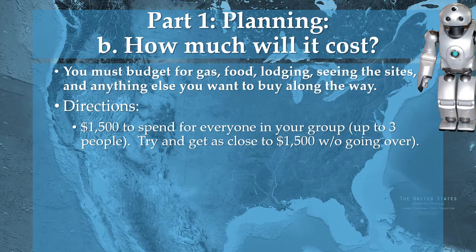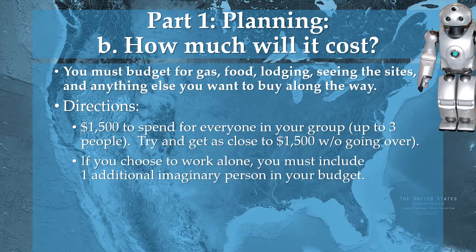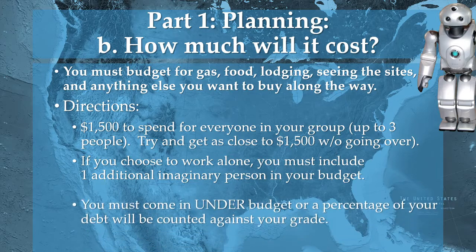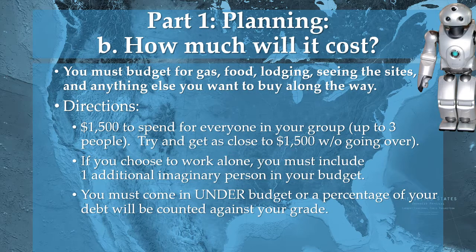So, directions. You have $1,500 to spend for everyone in your group, up to 3 people, and you're going to try and get as close to $1,500 without going over. If you choose to work alone, you must include one additional imaginary person in your budget. Working alone is not recommended. You must come in under budget, or a percentage of your debt will be counted against your grade.